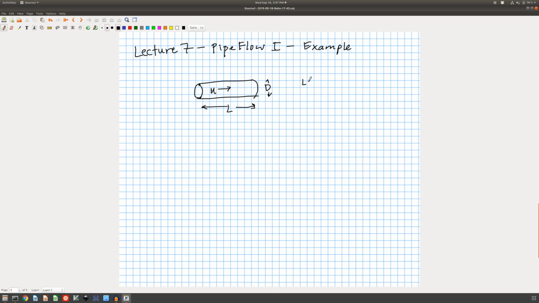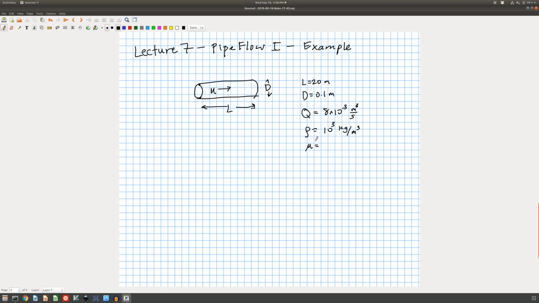Let's suppose L is 20 meters, so that's a long pipe, not drawn to scale, and D, the diameter of the pipe, is 0.1 meters. We're going to assume that the volumetric flow rate is 8 times 10 to the minus 3 meters cubed per second. The density will be 10 to the 3 kilograms per meters cubed, so that's water. And the viscosity will also be the viscosity of water.